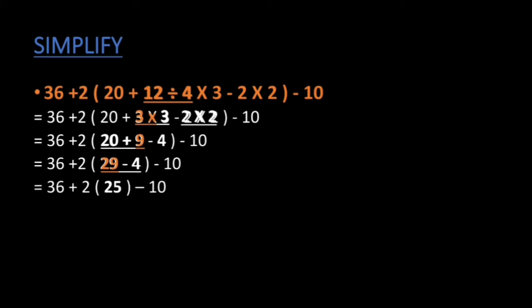Now again 2 into 25 we need to do. 2 into 25 is 50. 36 plus 50 minus 10. Next, here we have 36 plus 50, both are plus symbols only. 36 plus 50 is 86 minus 10. Now 86 minus 10 is 76.